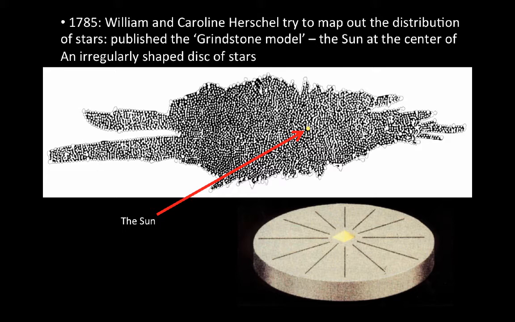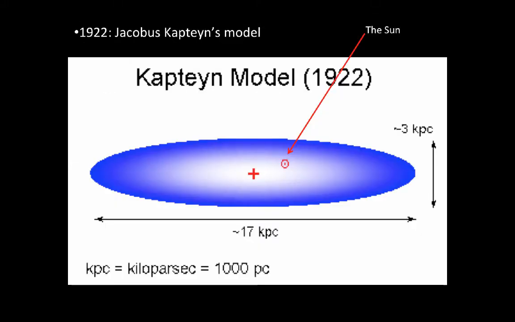The next step forward in constructing the model was the realization that the Sun was actually not at the center of whatever this collection of stars was. In 1922, Jacobus Kapteyn's model placed the Sun some way outside the center of an ellipsoidal distribution of stars that were about 17 kiloparsecs in diameter and about 3 kiloparsecs high. We're now moving much closer towards what the actual distribution of stars looks like.